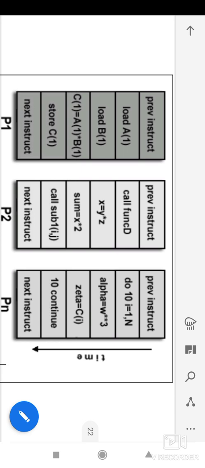Next is single instruction, multiple data stream. Here we have different memory modules and different processor units controlled by a single control unit. That is, the same instruction works on multiple data. And the third one is multiple instruction, single data stream. It is the most rarely used architecture. Here a single data stream is worked on by multiple instructions.